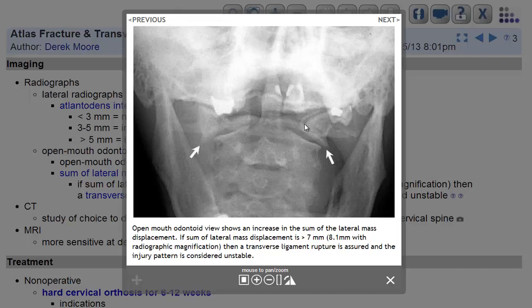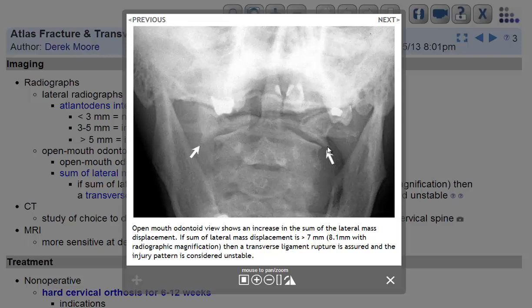Now, in that axial illustration I showed you, if the transverse ligament is intact, it's difficult for these two lateral masses to displace laterally. Whereas if you disrupt the transverse ligament, you can have widening of these, and what you see is the lateral mass hangs over the edge of C2, the facet of C2. So you can see here, what you have here is an increase in the overhang. So this is the sum of the lateral mass displacement, which you measure from this distance from here to here, and this distance from here to here.